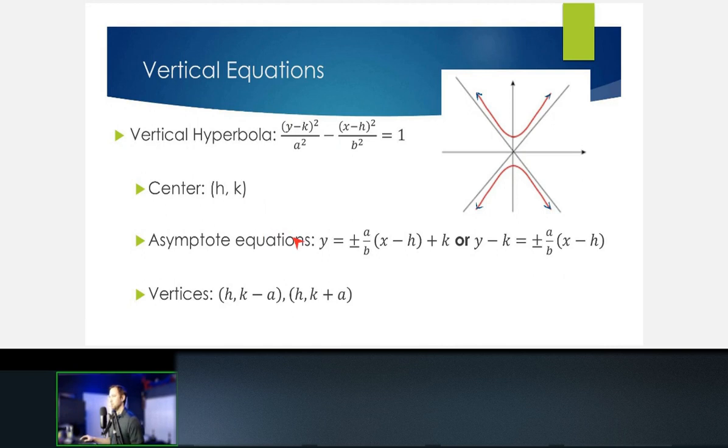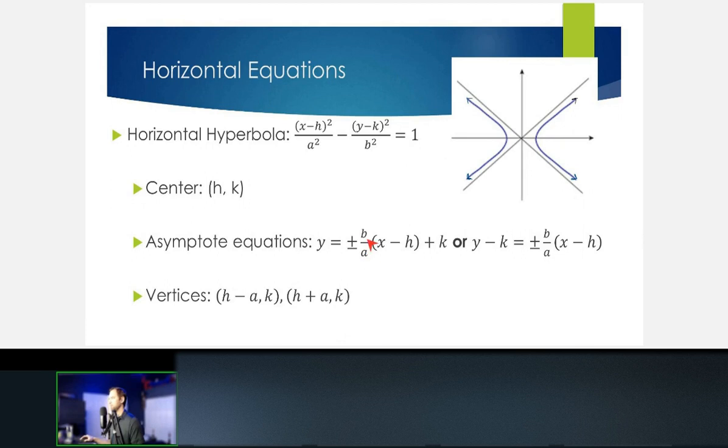The asymptote equation is still similar, if not the same. It's still going to be y equals plus or minus, but now it's a over b instead of b over a, times x minus h, plus k, just like before. This is still rise over run. So if you look up here, remember your rise is up and down. So look, there's your y value. So there is your rise value. That's why a is on top in this situation. And then your run value, there's your x. So there's your run value, b. Rise over run.